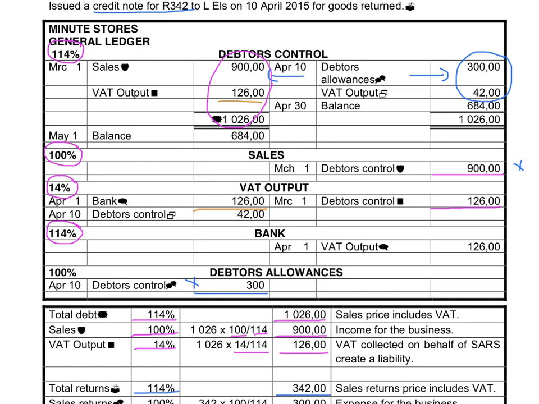And again, this is a 100% account. It can't include the VAT because debtors allowances will also have an effect on your income statement, and the VAT does not belong to you. It is collected on behalf of SARS. And we will debit that output with the 42 Rand to show that we already paid the 126 Rand to SARS. We did not collect this 42 Rand from the debtor on behalf of SARS, so we can now claim this 42 Rand back from SARS.